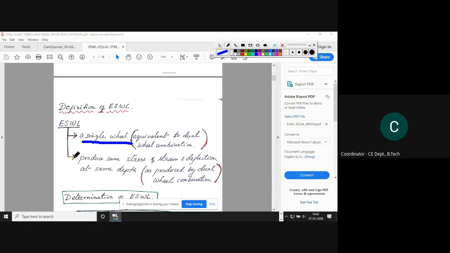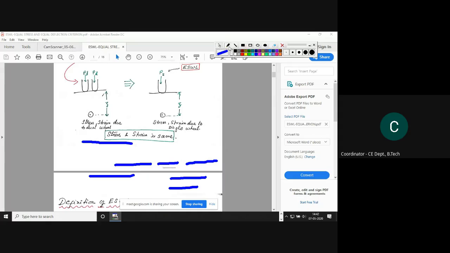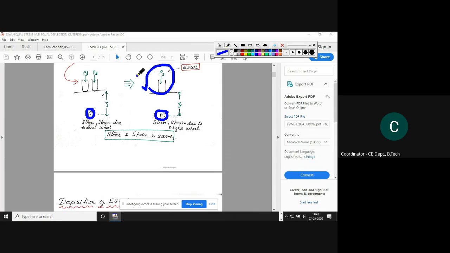And what condition do they have to satisfy? It should produce the same stress or same strain or same deflection at the same depth as produced by the dual wheel. That means this dual wheel will produce some value over here at this distance. This single wheel will also produce the same value at this point at the same depth. Then only we can say that this wheel is equivalent to this dual wheel combination. So this is the concept.